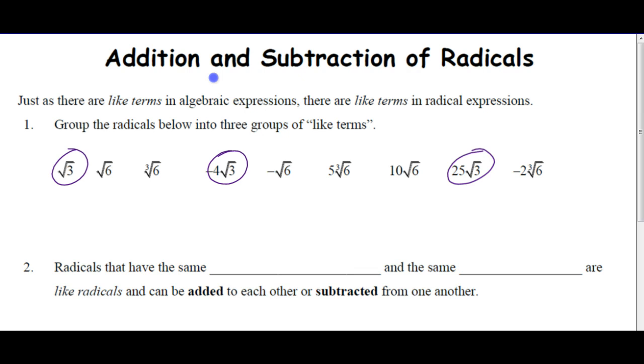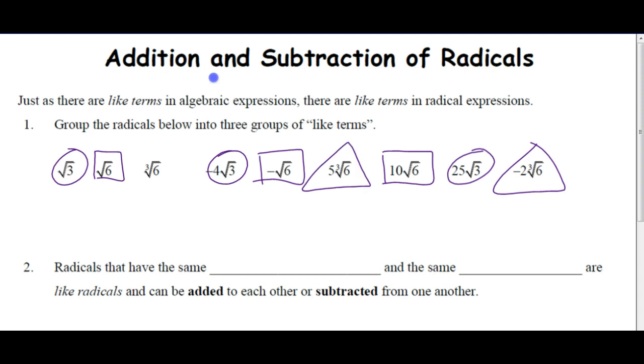Root 6. What's like root 6? So we'll put squares around this. Okay, root 6. What else is like root 6? Is the cube root of 6 like root 6? No, why not? One's a square root, one's a cube root. Is negative root 6 like root 6? And what else? 10 root 6. Are the 3 remaining terms like terms? Yes.